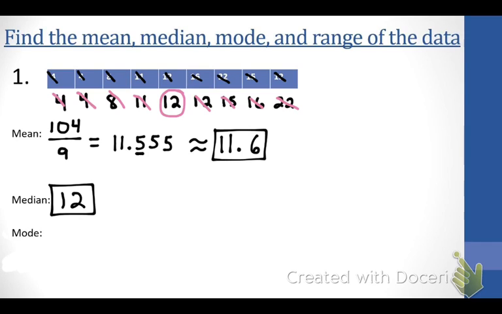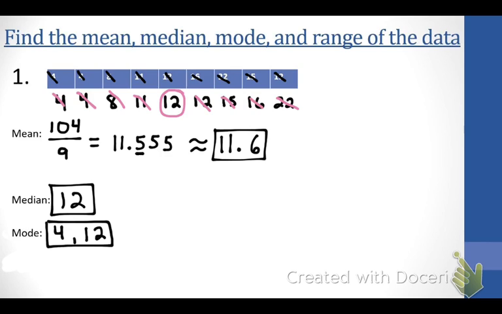So how many numbers do I have for my mode? There's two of them. A 4 repeats itself, and the 12 repeats itself. So on this problem, we have two modes because those are the numbers that occurred the most. They appeared twice. Everything else only appeared once.